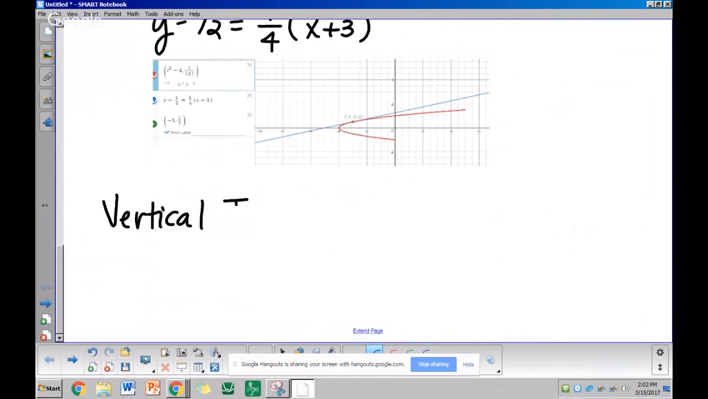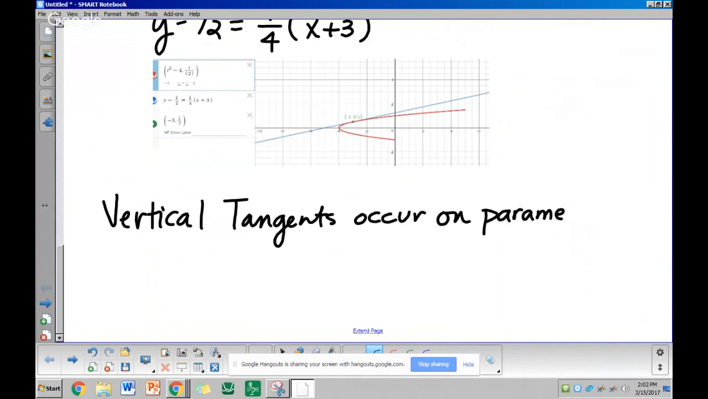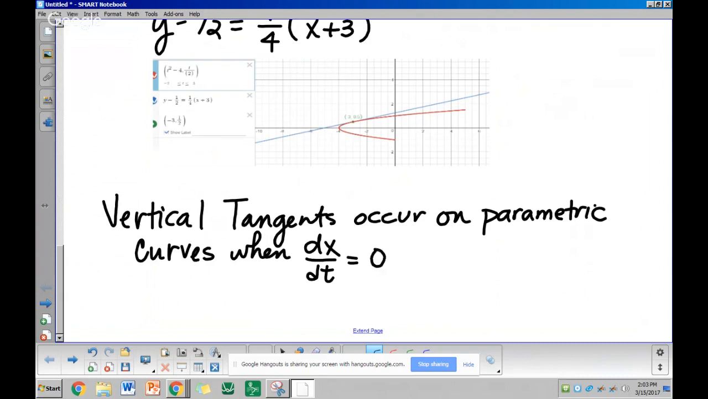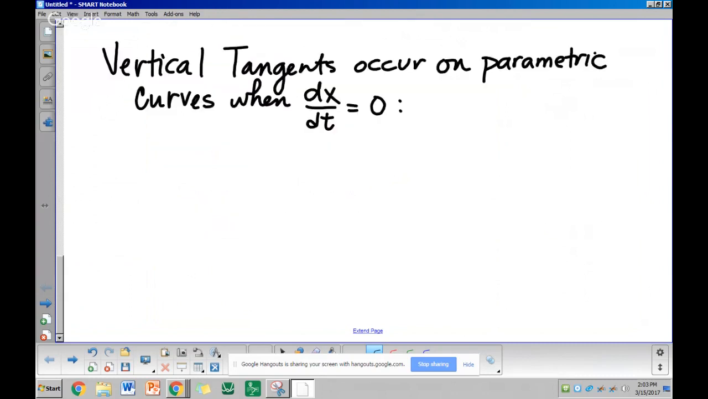So vertical tangents occur on parametric curves when dx/dt equals 0. This is a very simple one. So 2t is dx/dt, and this is going to equal 0 when t equals 0. But that's not going to give us the equation of the vertical tangent line. How do I figure out that?